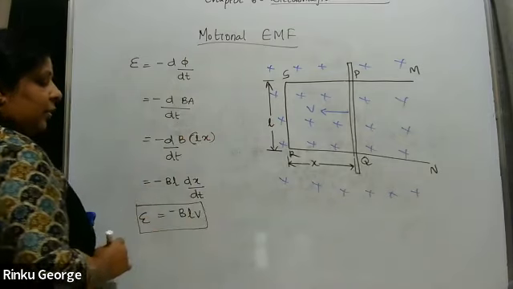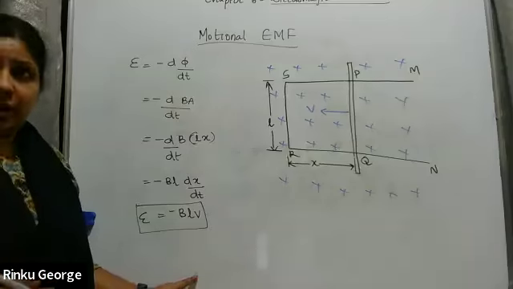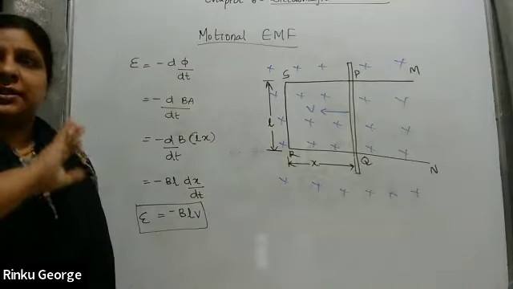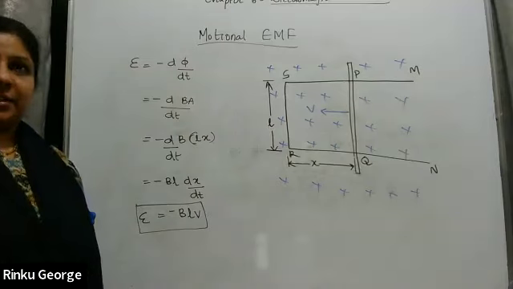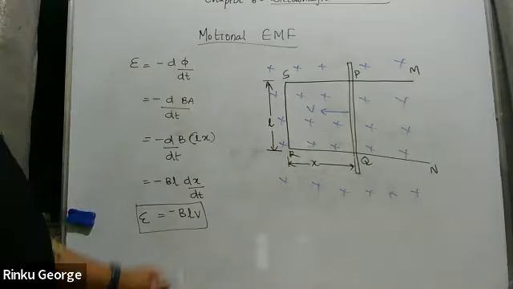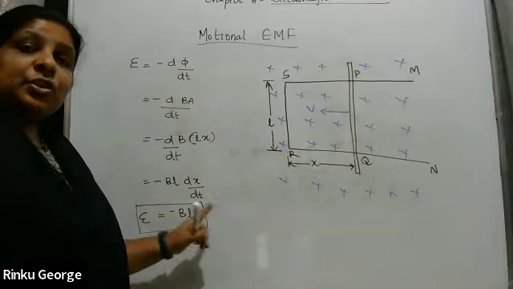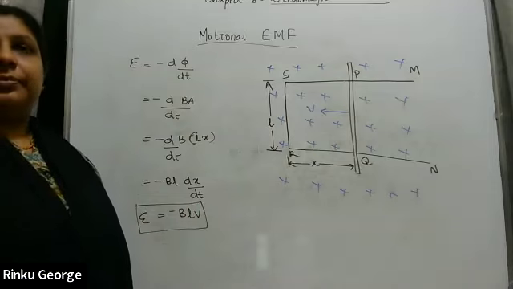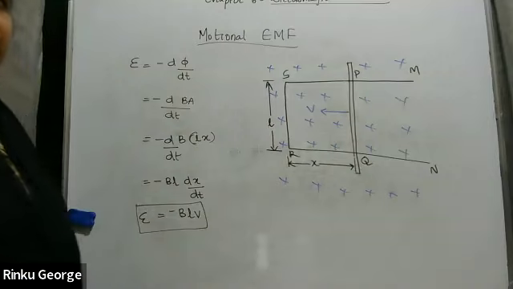If you have a rod of length L moving with velocity V in a uniform magnetic field, the induced EMF will be given by BLV. Again, the negative sign has the same meaning. It is opposing the cause. Even if you didn't put the negative, it is correct. If you put it also, it is correct. For the safer side, the negative sign shows the induced EMF is opposing the cause.